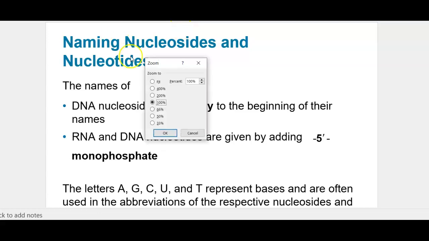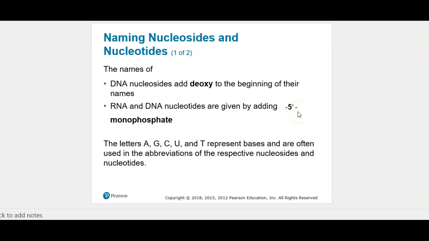Okay, we have the names. I think you've already picked up an idea of what the names are like. The DNA nucleosides add deoxy to the beginning of their names. Nucleosides just have deoxy added to the beginning of their names. The nucleotides are simply the name of the nucleoside with an added 5' monophosphate at the end.